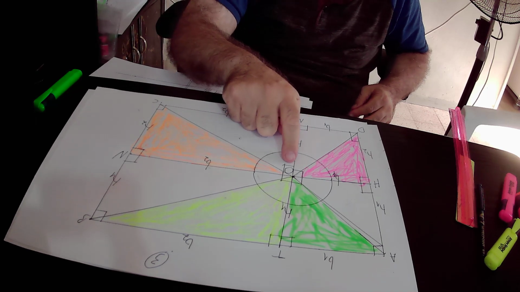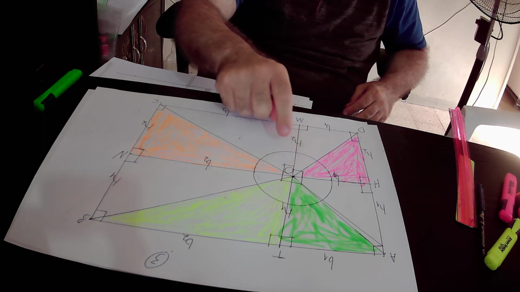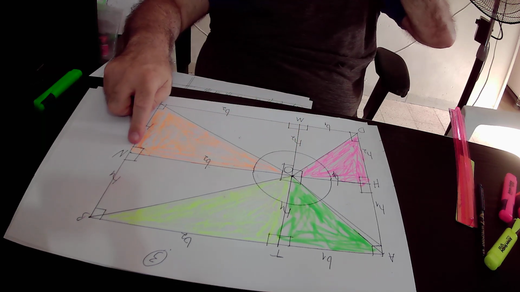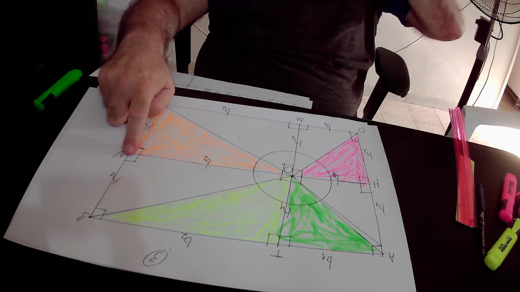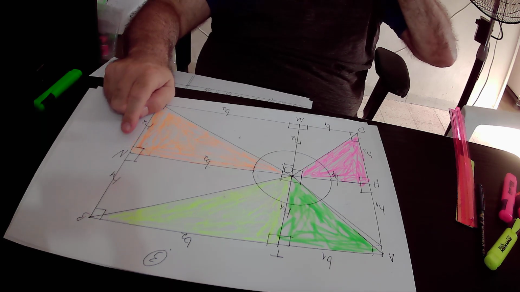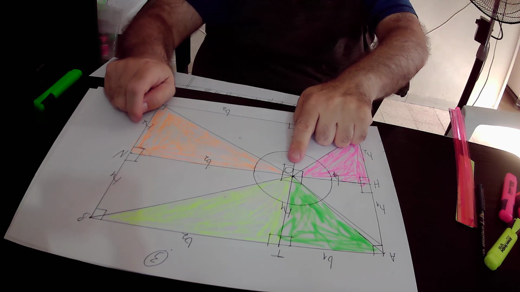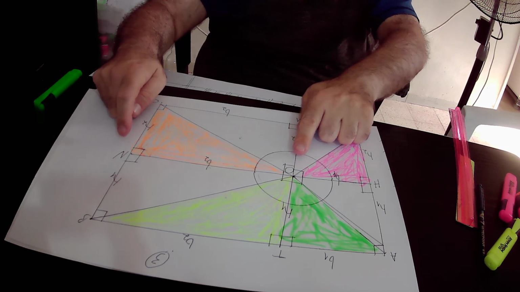Then from point O, we draw a perpendicular on BC. So this angle equals 90 degrees and this angle also equals 90 degrees according to our construction. Then we extended the perpendicular from point O to BC towards AD.